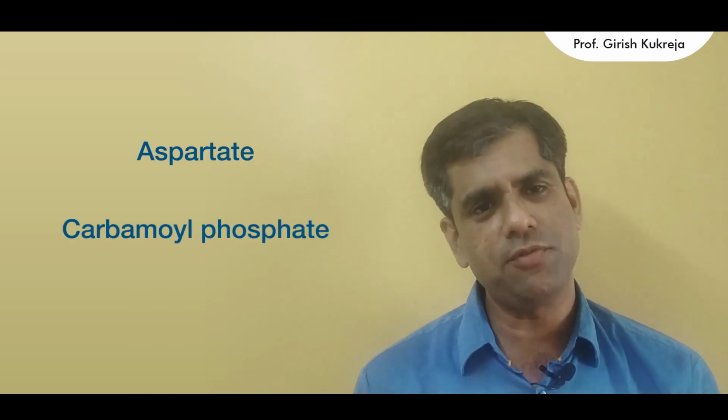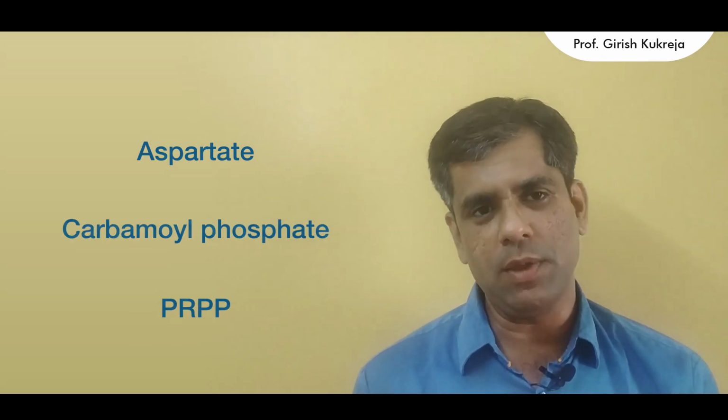Hi friends, today we'll be talking about the de novo synthesis of pyrimidine nucleotides. The de novo synthesis of pyrimidine nucleotides requires aspartate, carbamyl phosphate and PRPP. The two common pyrimidine nucleotides, that is the CMP and UMP, have the pyrimidine rings of cytosine and uracil.